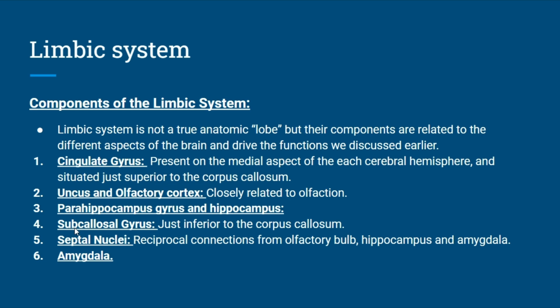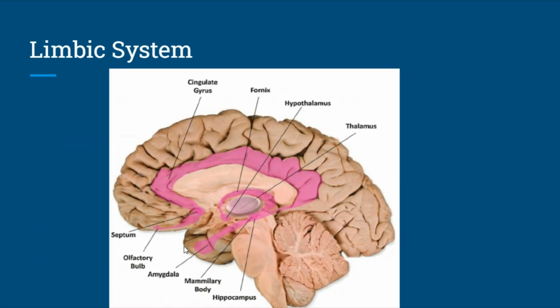So right above the corpus callosum is the cingulate gyrus, and right below is the subcallosal gyrus. Both of them are going to be involved with the limbic system. Then we have the septal nuclei, which have reciprocal connections from the olfactory bulb, hippocampus, and amygdala. And finally, the last component of the limbic system is the amygdala.